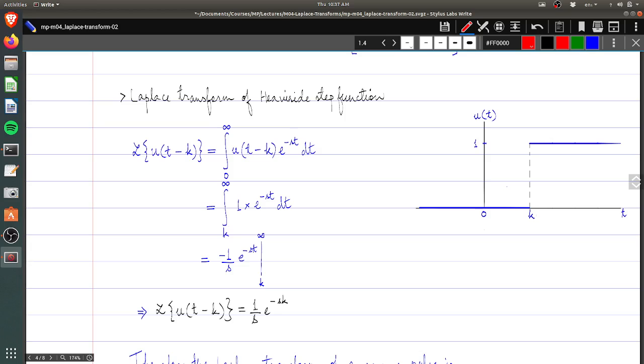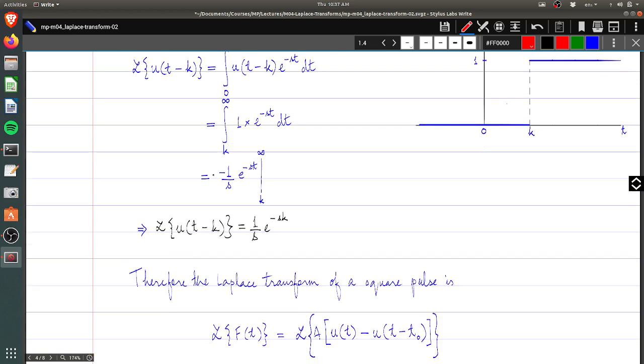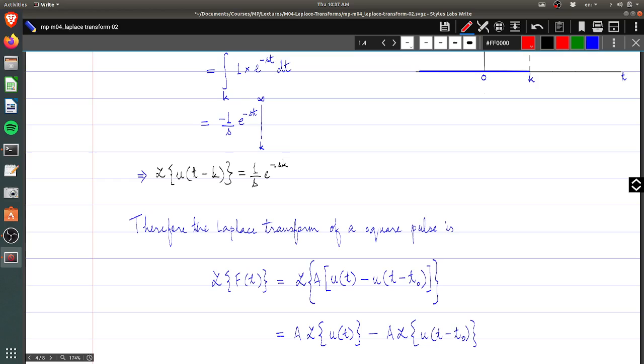And then beyond k, what happens? What is the value of the unit step function? Beyond k, for all values of t, the value of the unit step function is 1. So I just replace this with 1 here. So it is simply an integration of an exponential function, which is the easiest thing to do. So e to the power minus st, integrate that from k to infinity. This is the result of this integration. Substituting the limits, you will get 1 by s e to the power minus sk. So this is the Laplace transform of the Heaviside unit step function.